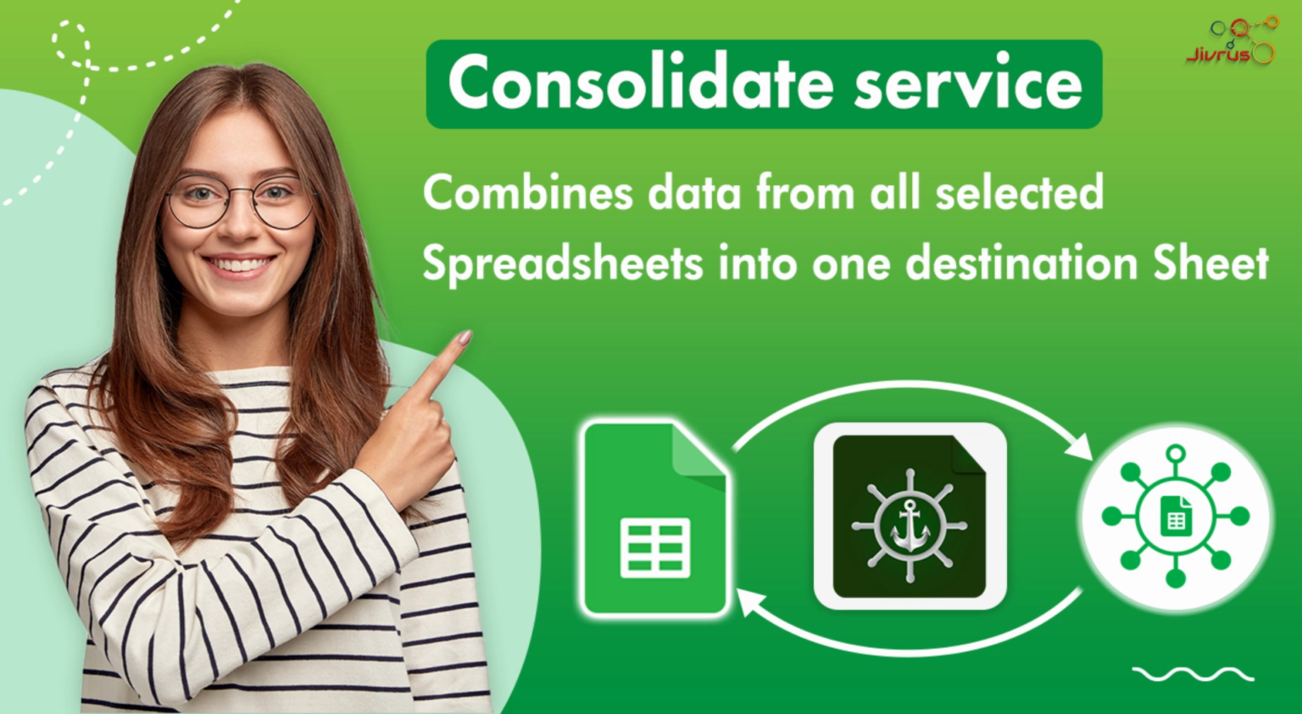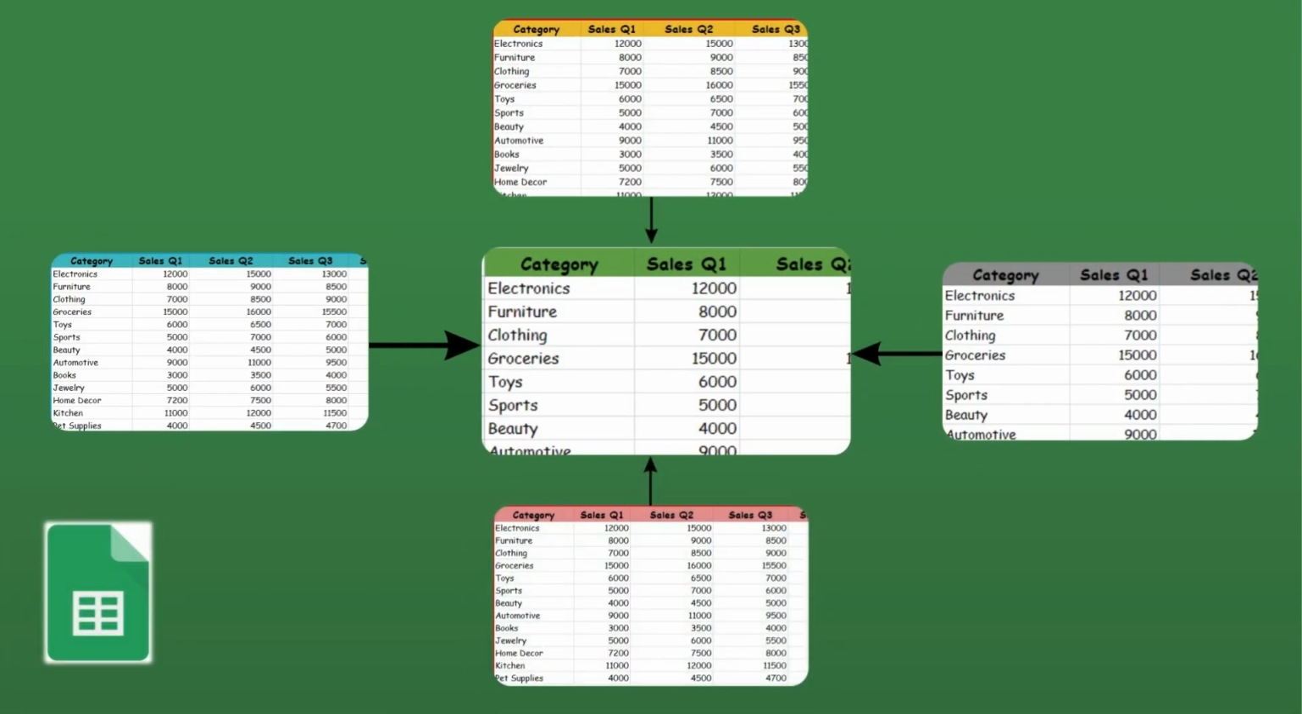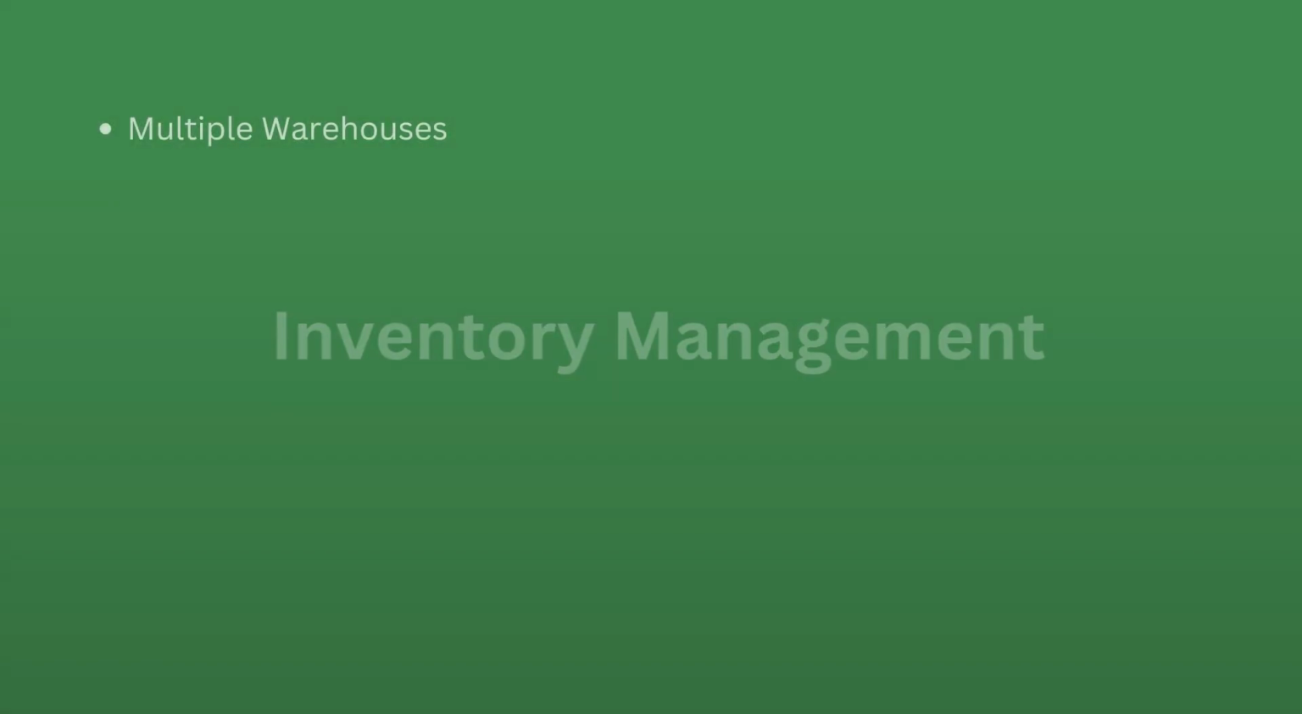I'm excited to introduce a new Google Sheets feature that allows you to combine the data from multiple spreadsheets into a single spreadsheet. Let's take a look at one of the use cases. Inventory management. A company has several warehouses, and each one keeps track of its product information.